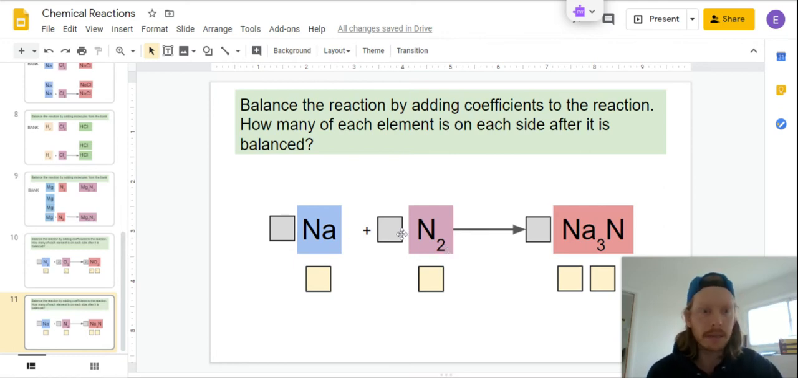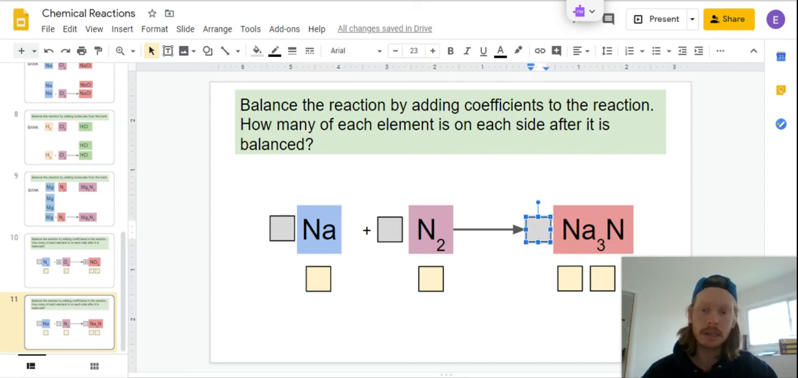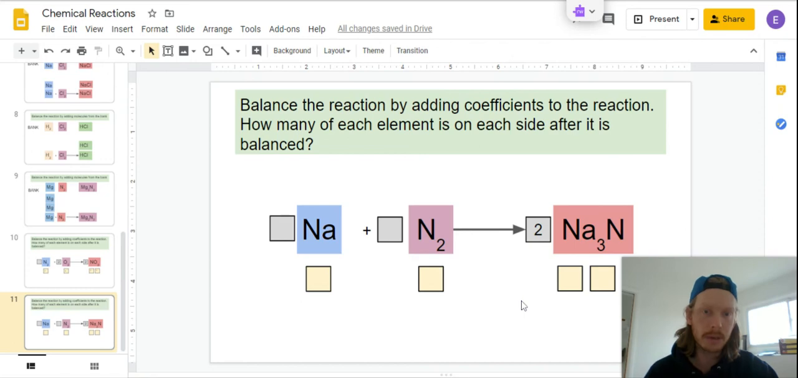If they're both diatomic, it doesn't matter. But in this case, I'm going to start with my diatomics, and you'll see that it's a little bit quicker this time. So I'm going to say that I have 2 nitrogens on the reactants on the left-hand side, only 1. So I know that I'm going to need to double this one. This is the same thing we had to do last time, but you'll see that if we do it in this order, it just makes things a little bit easier.